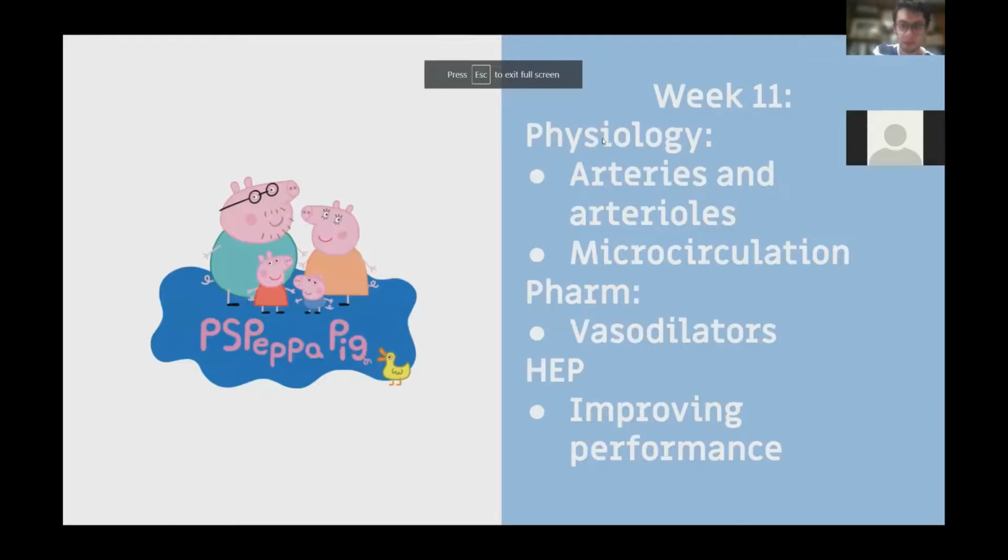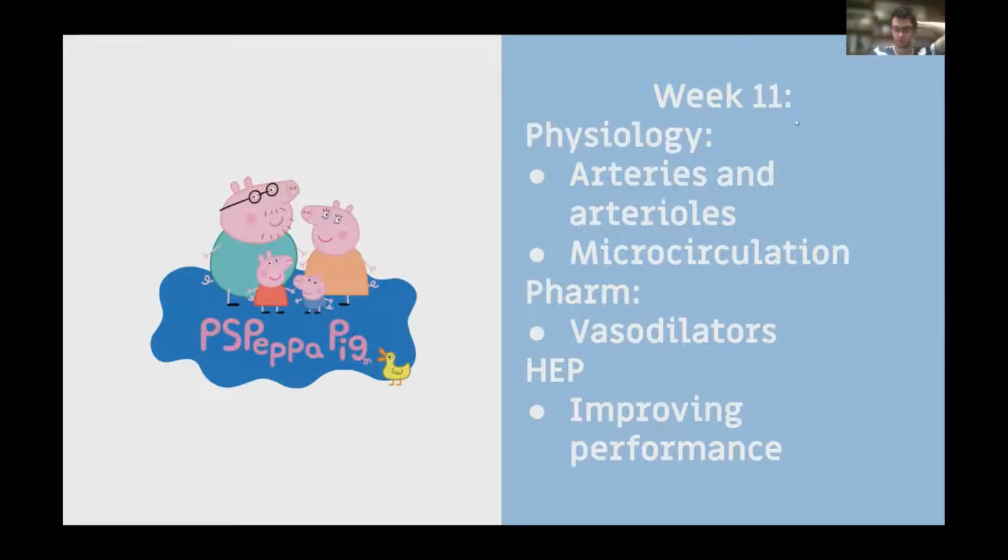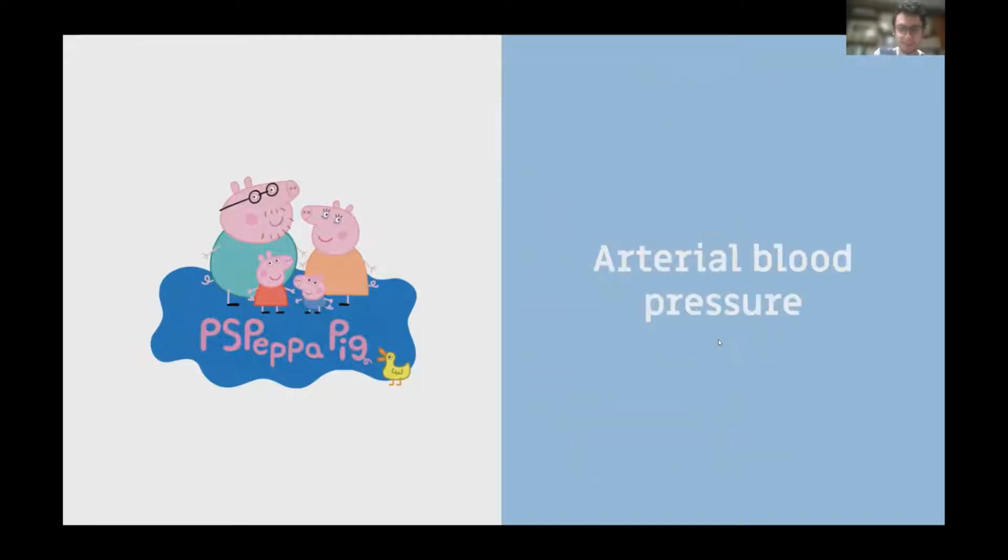Yeah. So this is week 11 we're going to be running through today. We're running through the physiology of arteries and arterioles, particularly how they react to the cardiovascular system. We're also going to be running through microcirculation, which is related to lymphatics, Pharm, vasodilators, and HEP improving performance. So Andrew has done the slides on microcirculation I'll be presenting. Katja's done the pharmacology, vasodilator slides, and I'm not sure who's done HEP, but we'll figure that out.